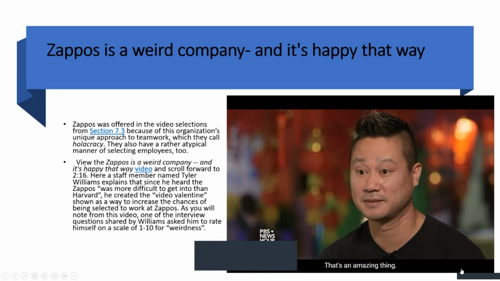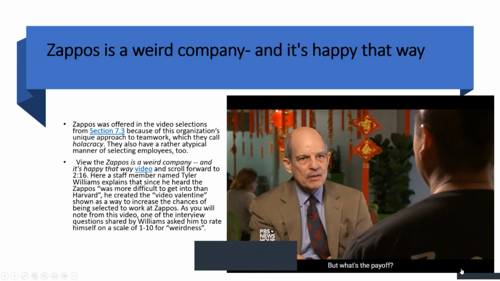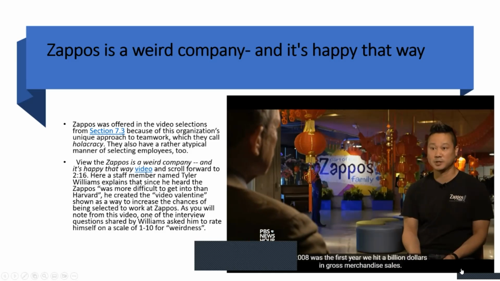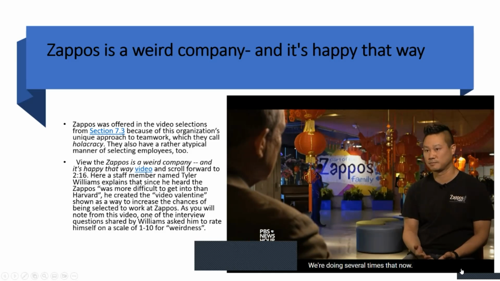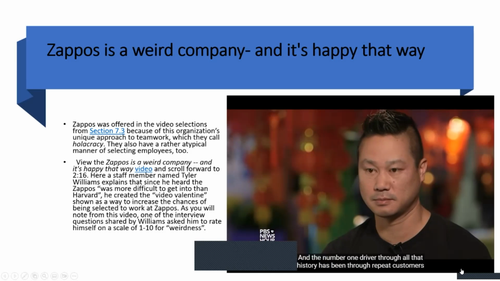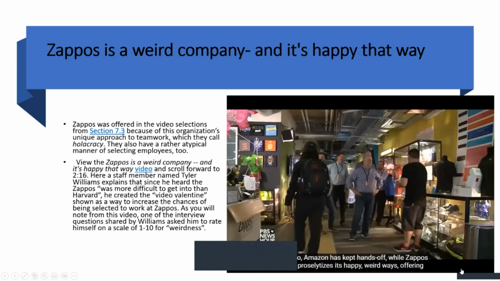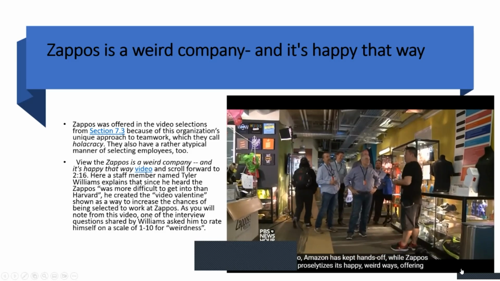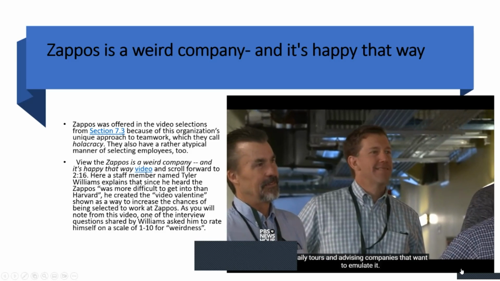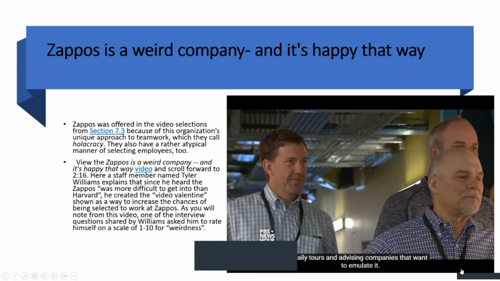That's an amazing thing. But what's the payoff? 2008 was the first year we hit $1 billion in gross merchandise sales. We're doing several times that now, and the number one driver through all that history has been repeat customers and word of mouth. So Amazon has kept hands off while Zappos proselytizes its happy, weird ways, offering daily tours and advising companies that want to emulate it.